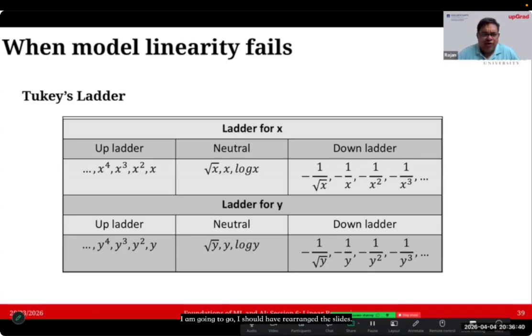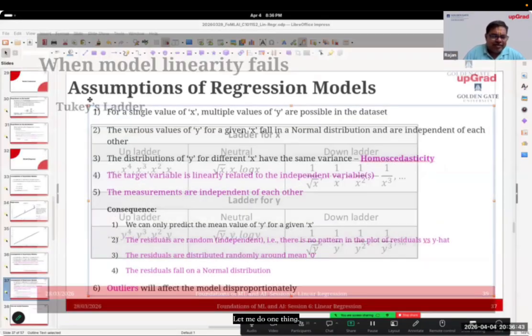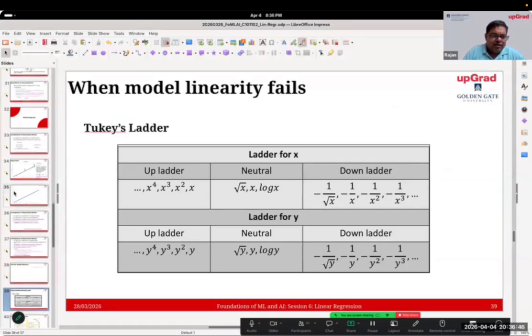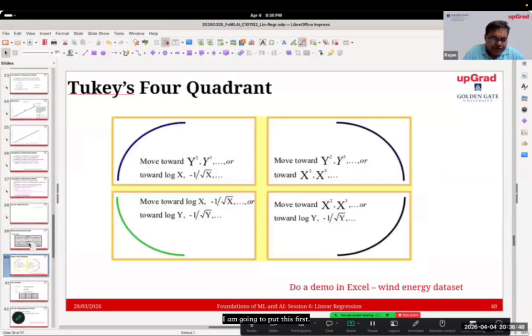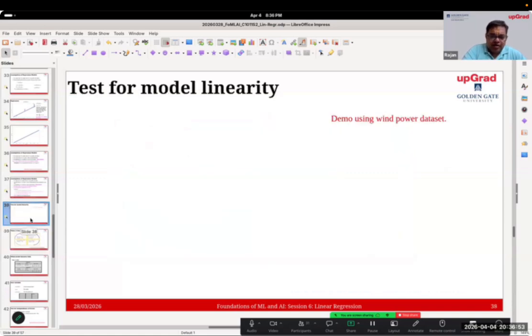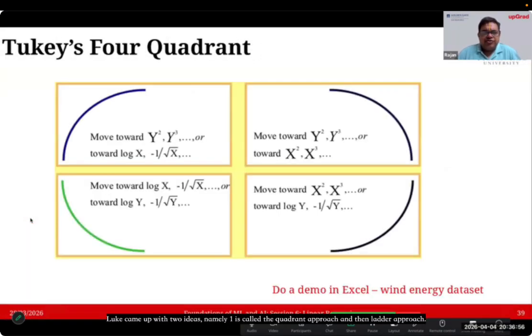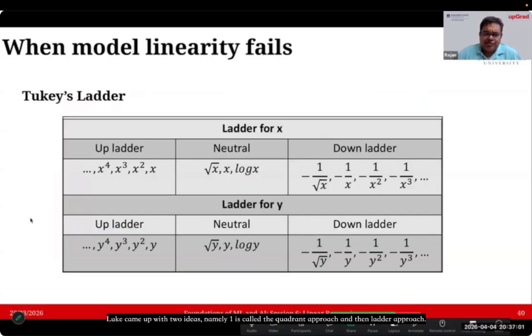I should have rearranged the slides. When you talk about probability, and we started with the assumptions, look at all the assumptions for logistic regression. It's still the same as the assumptions for linear regression. Tukey came up with two ideas. One is called the quadrant approach, and the other is the homoscedasticity approach.